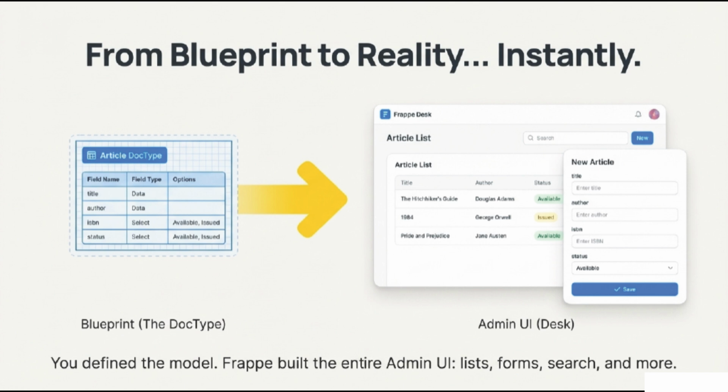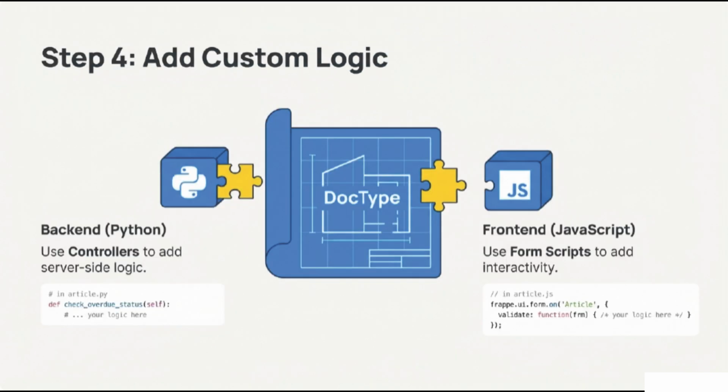This brings us to step 4, from blueprint to reality, instantly. Because we defined that DocType, Frappe automatically generates the desk UI. Look at this. We instantly get an article list view with search capabilities. We also get a full form to create a new article. We can enter the Hitchhiker's Guide to the Galaxy, set the status to available, and hit save. You define the model, and Frappe built the entire admin UI: lists, forms, and search. Zero HTML required.